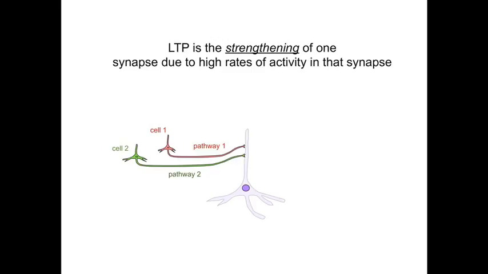LTP is the strengthening of one synapse due to high rates of activity at that synapse. And the way we're going to demonstrate it is we're going to record postsynaptic potentials here in this little purple cell, and then we're going to attach a stimulating electrode to cell 1, the red cell, and a stimulating electrode to the axon of cell 2, indicated as pathway 2.